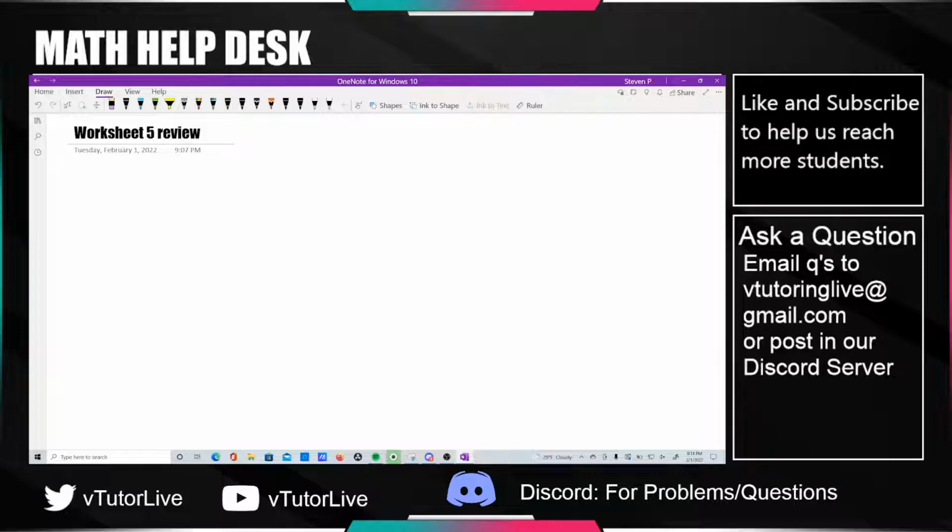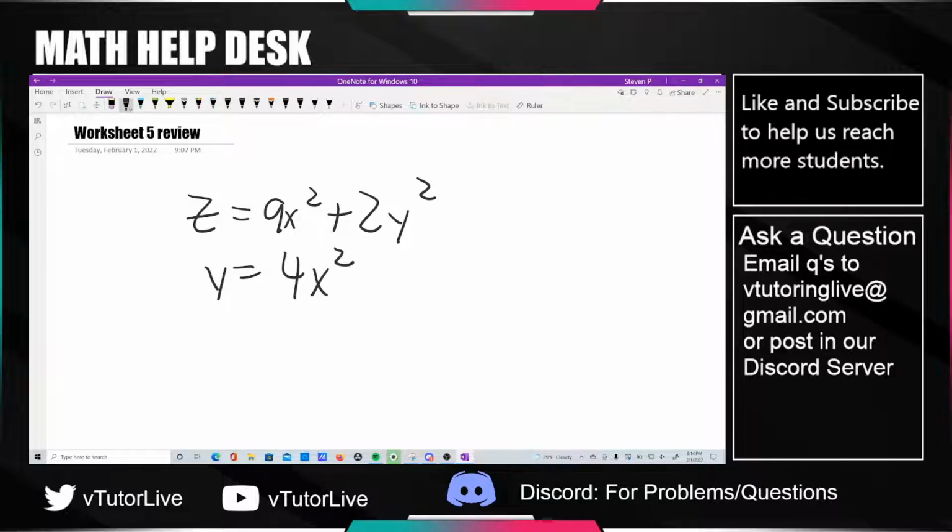The very first problem that someone shared with me was, where was it? Find a parametrization for the intersection of the paraboloid, which is just z is equal to 9x squared. By the way, can you see my screen? For the people on Discord, can you see my screen? Yeah, I see it. Good.